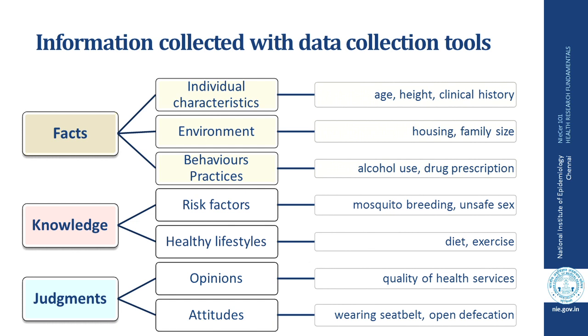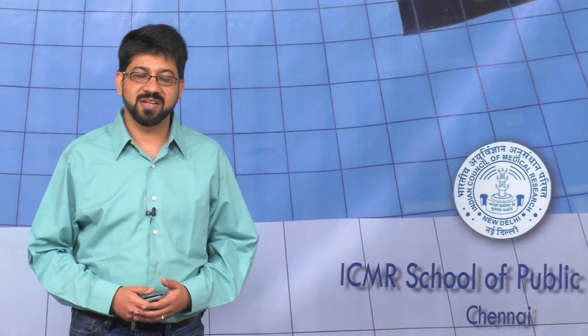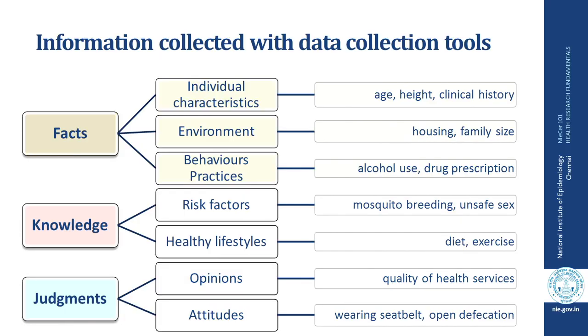Secondly, we might want to know their level of knowledge for things such as risk factors for getting disease or knowledge about healthy lifestyles so as to prevent diseases. And thirdly, and very importantly, we might want to collect information on what we call the domain of judgments, basically what are the opinions of the research participants on a certain issue, maybe such as quality of health services. We may also want to know about the respondents' attitudes towards certain things, for example, wearing seat belts, use of open defecation and so forth.